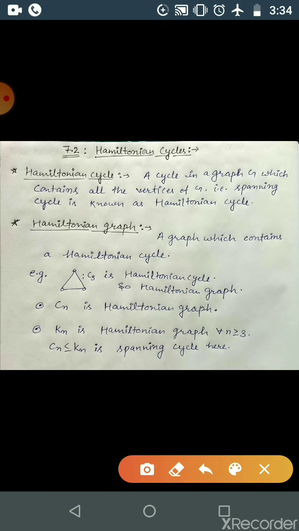Likewise, any tree is not Hamiltonian, because whenever no cycle is there, obviously that graph is not Hamiltonian. Any path, any tree, I am talking about open paths, any Pn type, is not Hamiltonian because there is no possibility of any cycle existing.